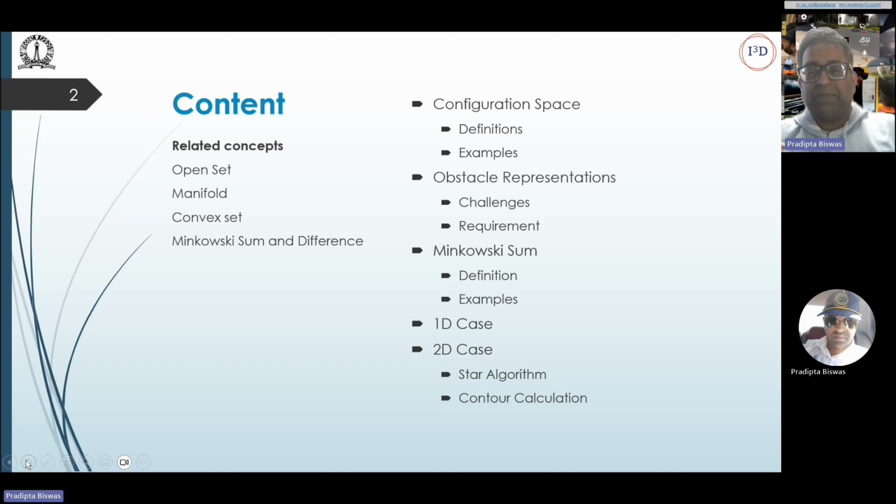And then we will take a very simple example of a one-dimensional case where the obstacle is also a straight line, and the robot is also a straight line. And that will just show us how we do the mathematical operation. And then we will take a 2D case where we will first discuss the star algorithm, which creates an ordering of the vertices and edges, that is, in which order I should create the contour of half planes, and then we will calculate the contour itself.